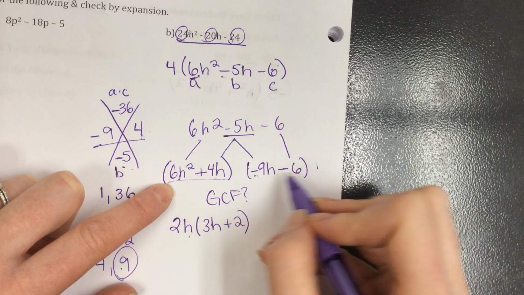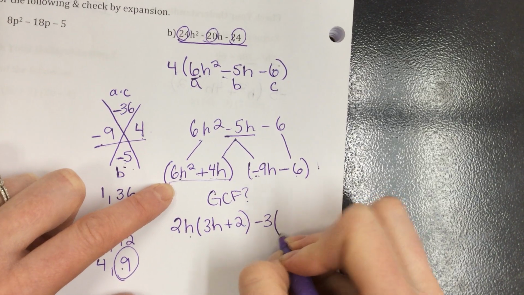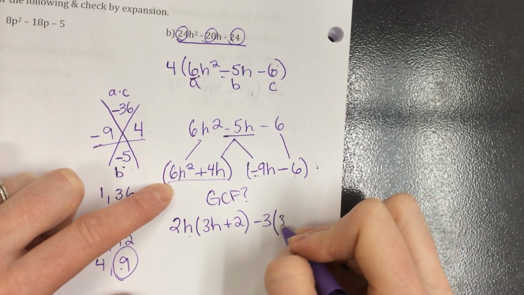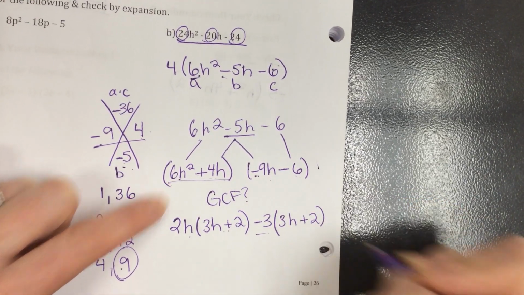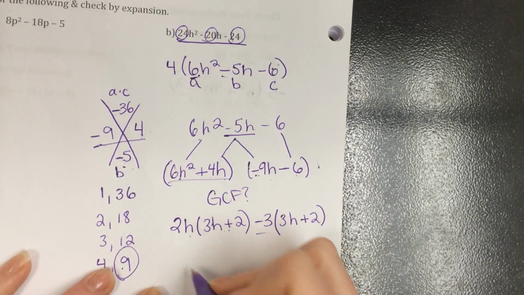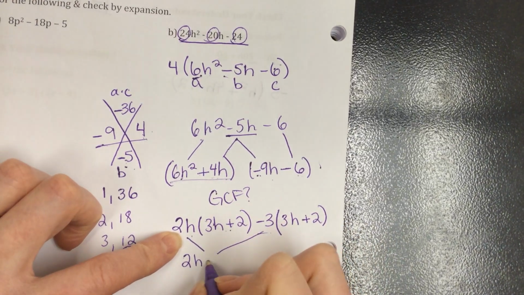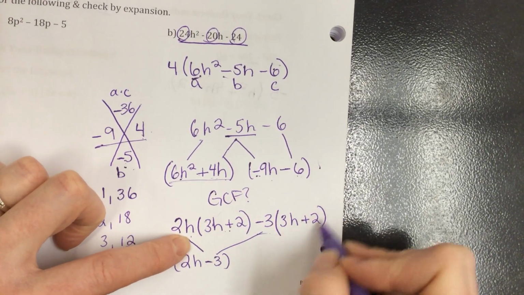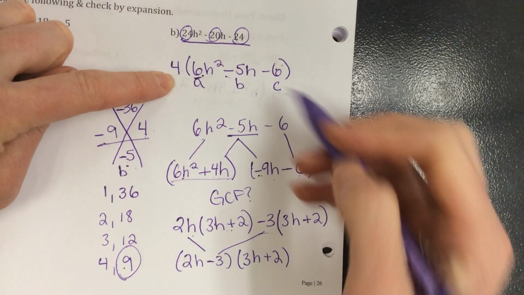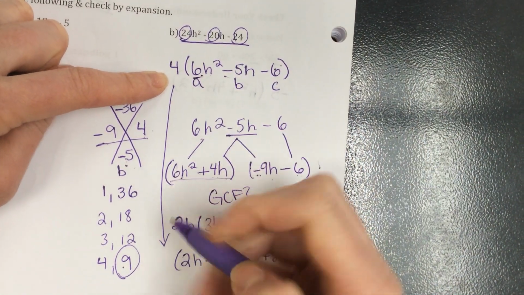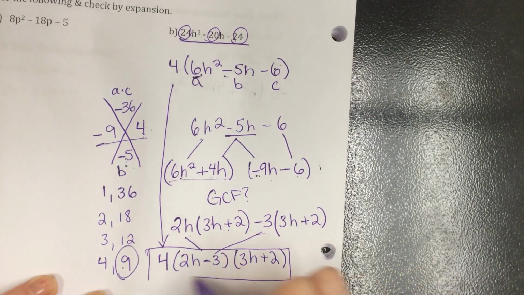What's the greatest common factor of negative 9 and negative 6? Negative 3. And watch those signs. Here, what do we have left? 3h. Negative 6 divided by negative 3, also plus 2. So we can go ahead and boil down our binomials into 2h minus 3 multiplied by that common one, 3h plus 2. And don't forget about that 4 that we took out way at the beginning. It's going to come down there. And that's your final answer.